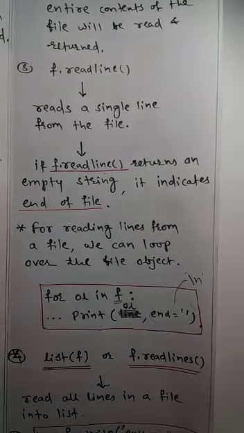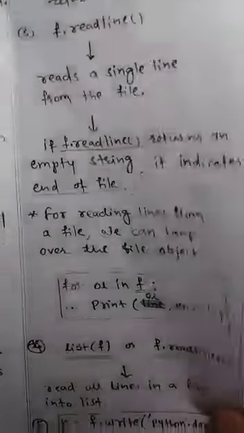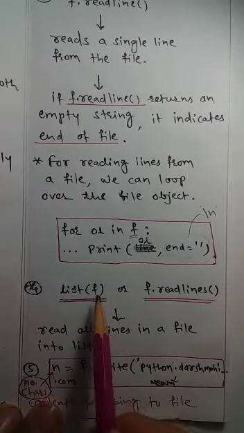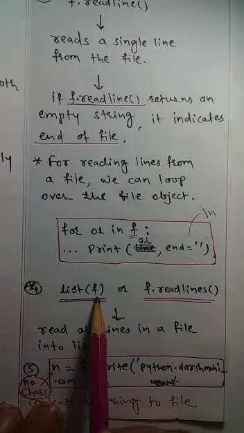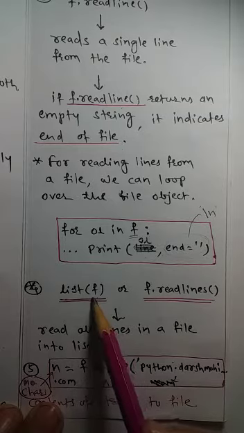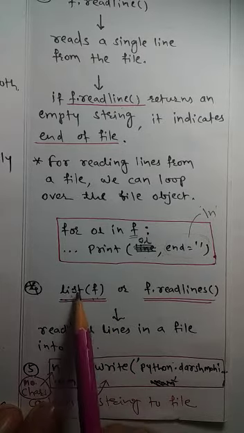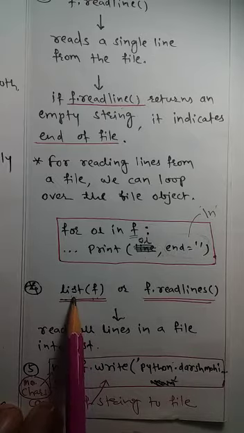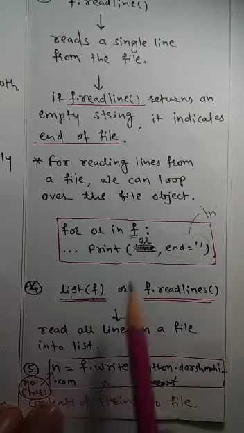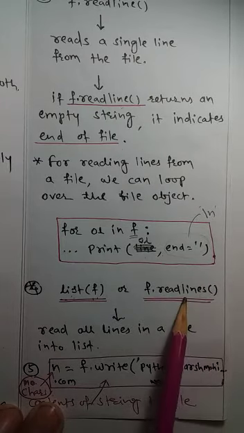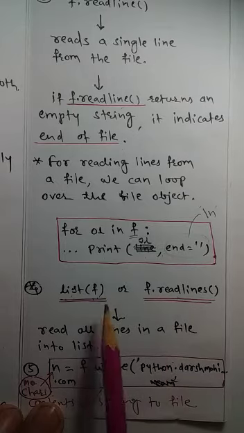Now we have one function, list f. What will this list f do? It will prepare a list from the contents of a file. So if the file contains 25 lines, then this list will hold the lines and its length will be 25. The similar action we can get from f dot readlines. This will again return a list which contains, for example, those 25 lines.